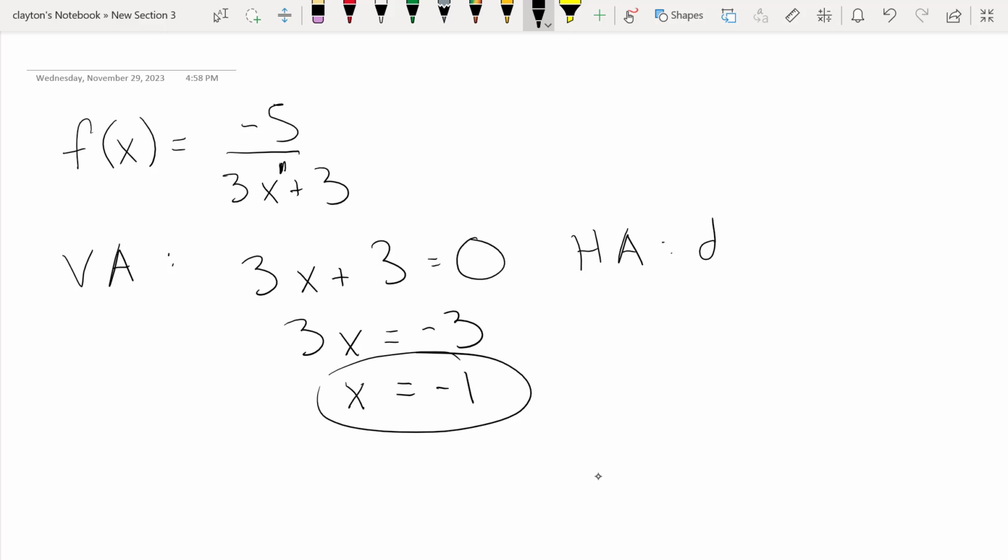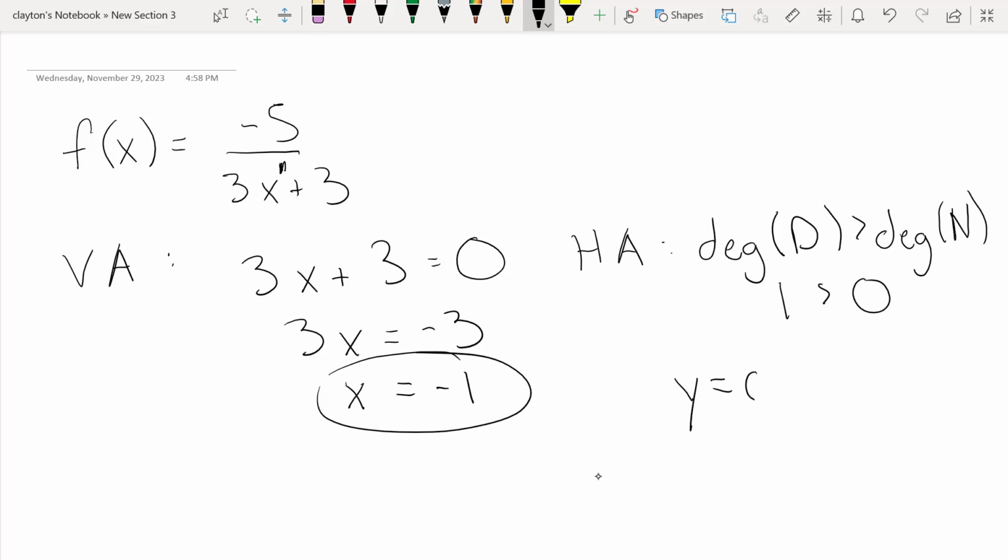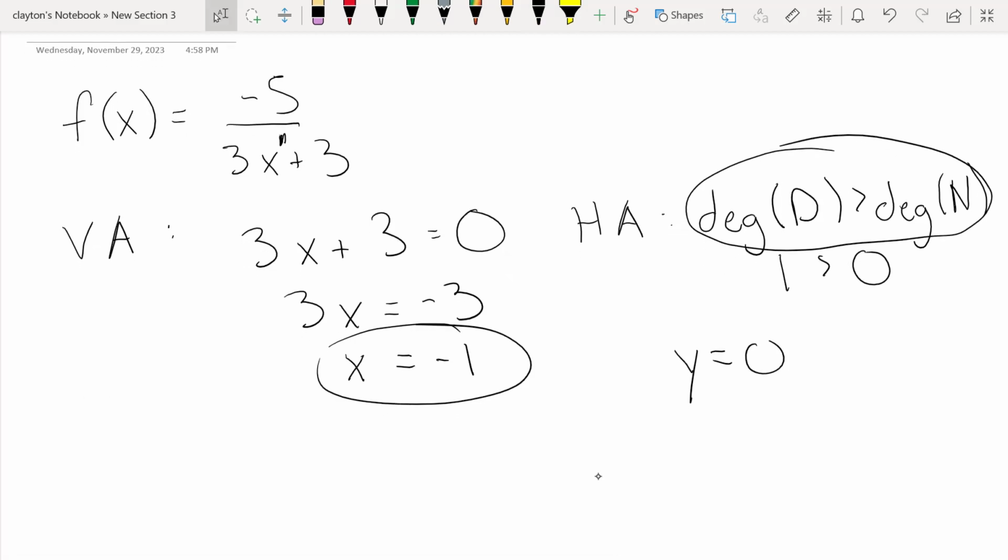So the degree in our denominator, I'll just say D for denominator, is greater than the degree in our numerator, right? Degree in my numerator is just degree 0. So 1 here is obviously greater than 0. Our rule is, if this is the case, we do have a horizontal asymptote at y equals 0. Always the case. If it is this case, then we will have y equals 0.